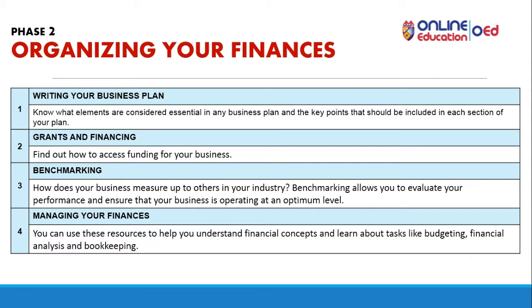All right. So we can now move on to phase two, which is organizing your finances. The first one is write your business plan. Know what elements are considered essential in any business plan, and the key points that should be included in each section of your plan. The second step is grants and financing. Find out how to access funding for your business.